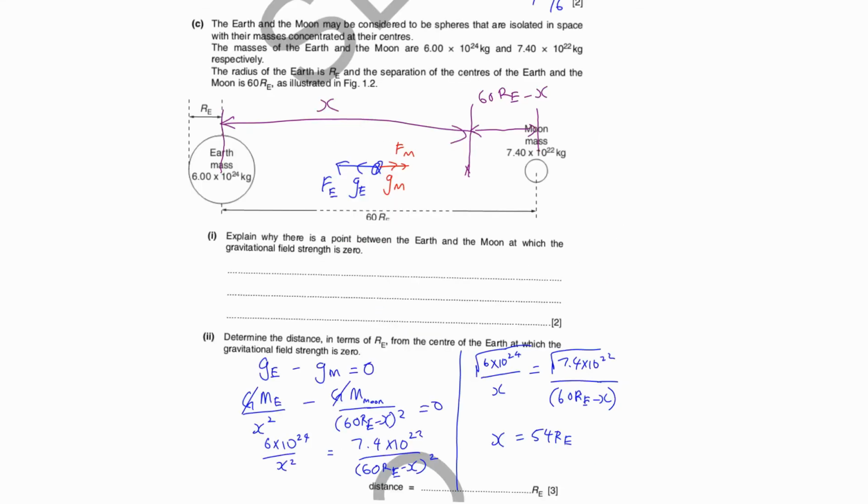So what you have here is you have the Earth and the Moon, and then they ask you, explain why there's a point between the Earth and the Moon at which the gravitational field strength is 0. That means there exists somewhere a point between the Earth and the Moon that when you stand somewhere there in between, then suddenly you're not moving because the resultant field strength is 0. So how can your resultant field strength be 0 here?